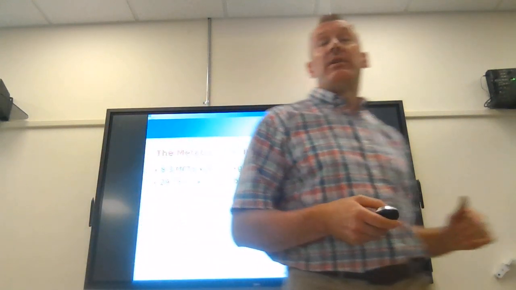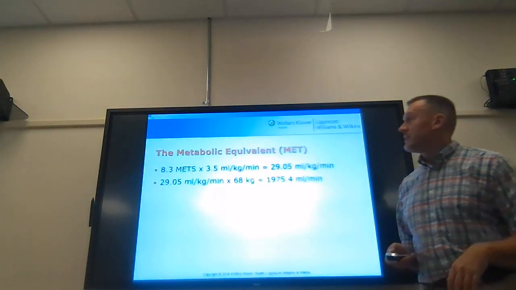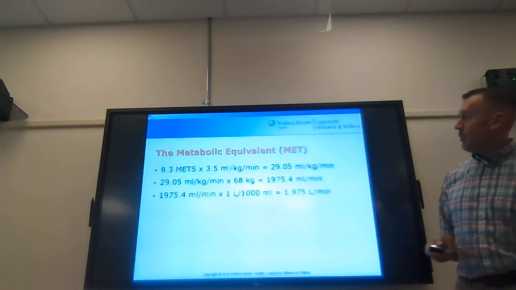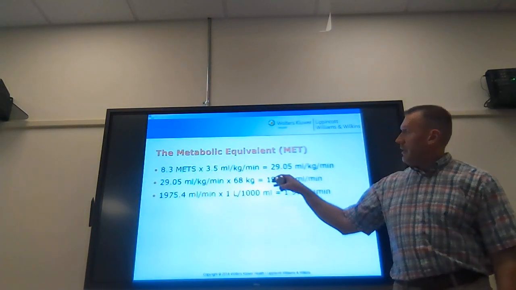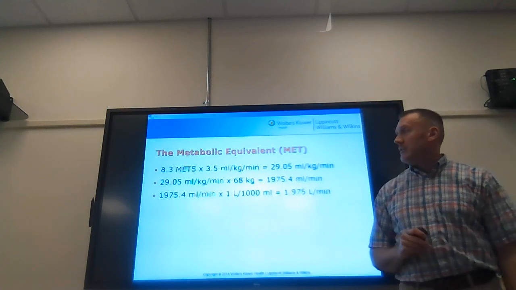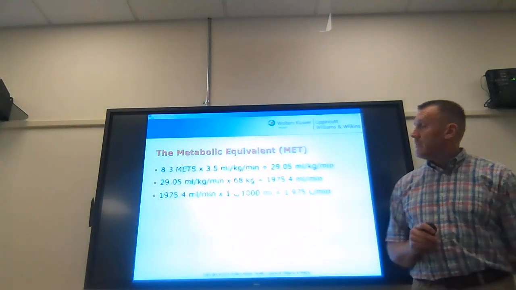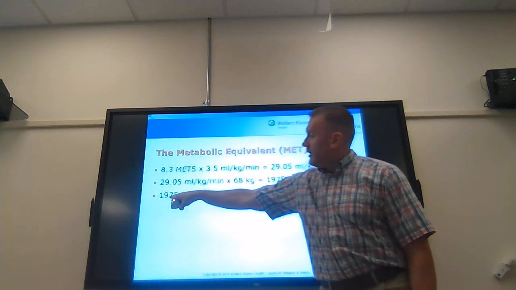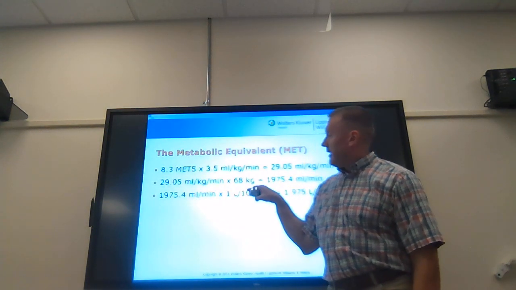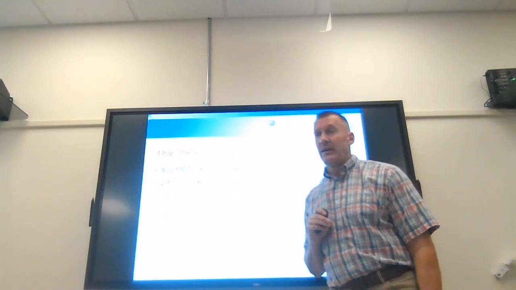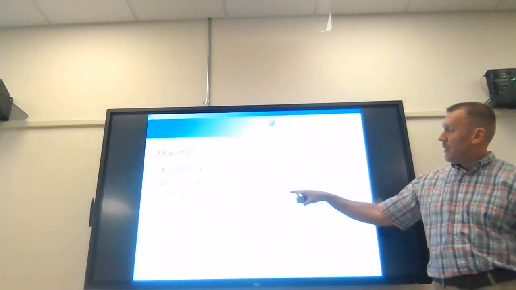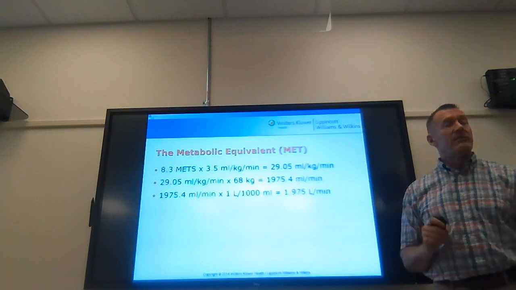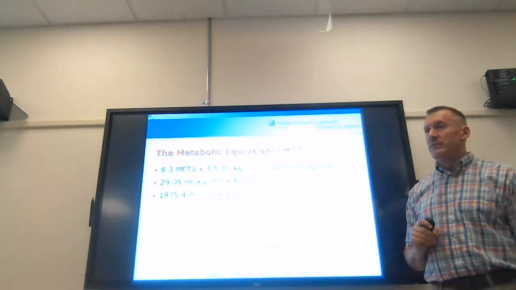So the next step, there's actually 2 more steps, really pretty simple. We want to convert this into liters. So we just basically divide 1,975.4 by 1,000, okay, to get 1.975 liters of oxygen consumed per minute.